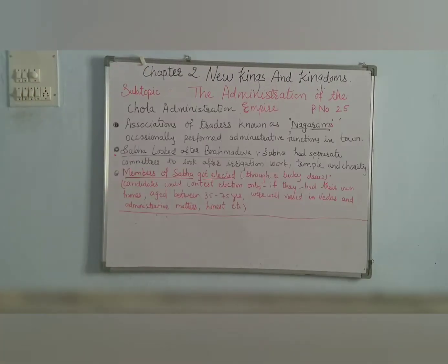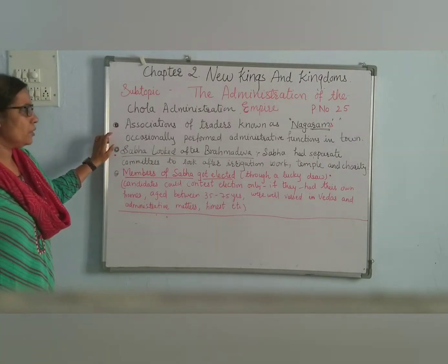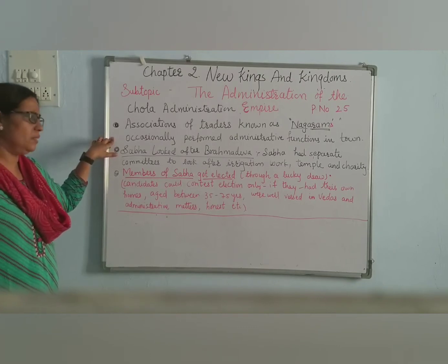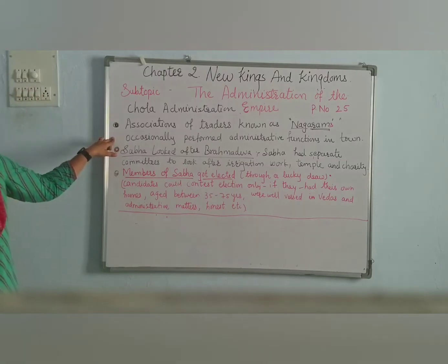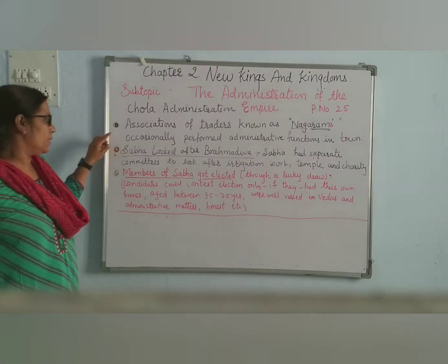Now, the next term: the association of traders is known as Nagaram. They occasionally performed administrative functions in the town. Actually those are the traders in the town. They perform their functions like this: at the time of any festival they come together. That is known as Nagaram.